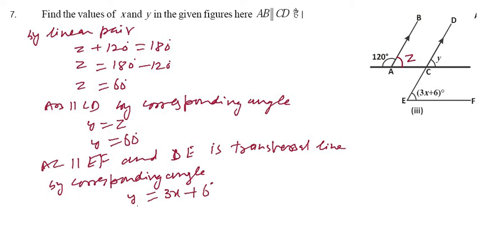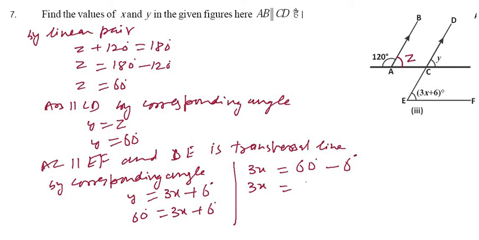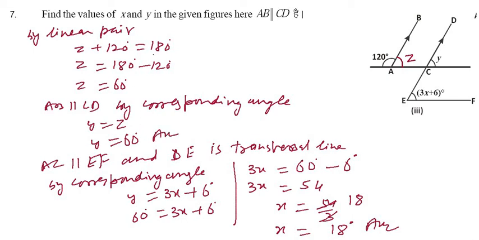Now put the value of y. 60 degrees is equal to 3x plus 6 degrees. Now solve this. So 3x will be equal to 60 degrees minus 6 degrees. So 3x is equal to 54. So x will be equal to 54 divided by 3. 3 ones are 3 and 3 eights are 24. So x will be equal to 18 degrees, and that one is your answer. And this is also an answer. So x and y we can find there. Now let us go to the next question.